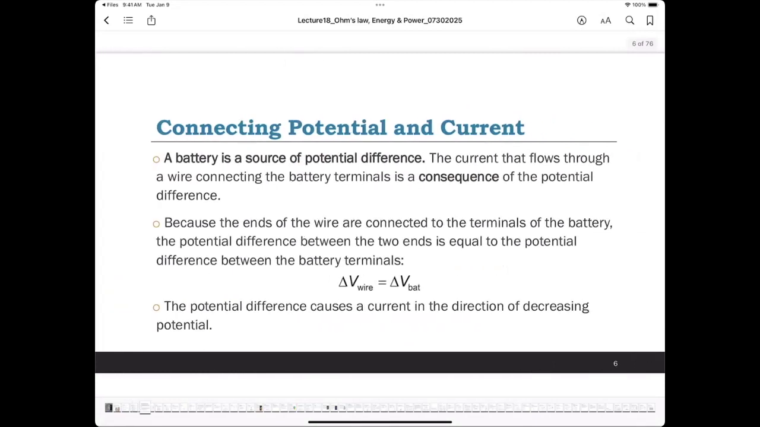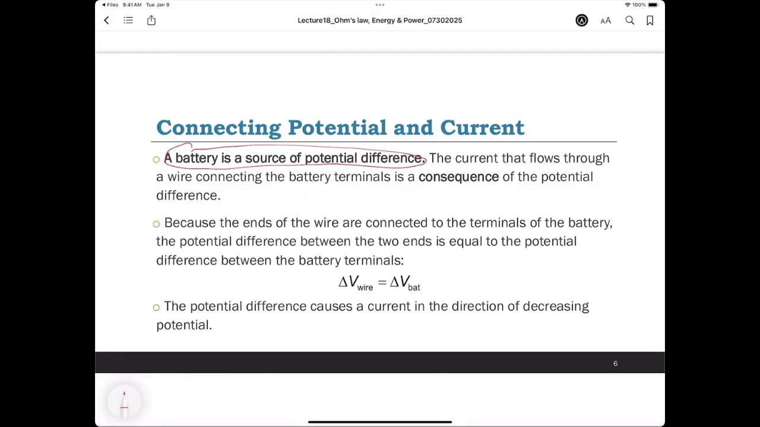A battery is a source of potential difference. The current that flows through a wire connecting the battery terminals is a consequence of the potential difference. And because the ends of the wire are connected to the terminals of the battery, the potential difference between the two ends is equal to the potential difference between the battery terminals.